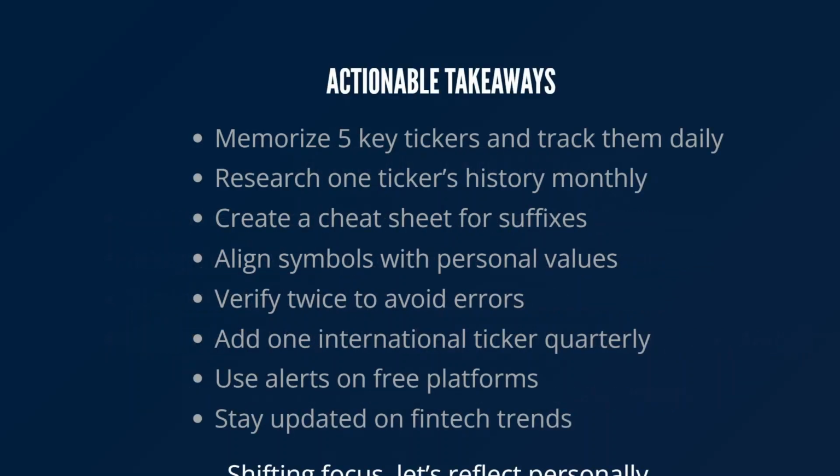Slide 12, Actionable Takeaways. Now let's translate lessons into action. Start with 5 key tickers from sectors you care about. Track them daily for a week. Research one ticker's origin each month to understand its history. Create a cheat sheet for suffixes. Align symbols with personal values, like sustainable companies. Always verify before acting. Include one international ticker quarterly. And finally, stay updated with fintech developments. Small, consistent steps compound into deep understanding.